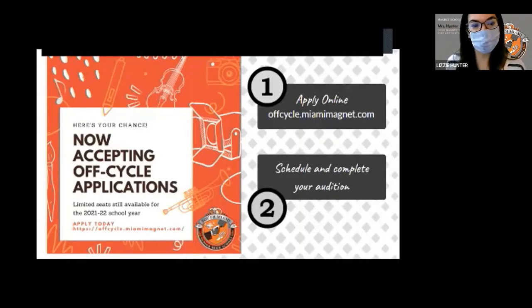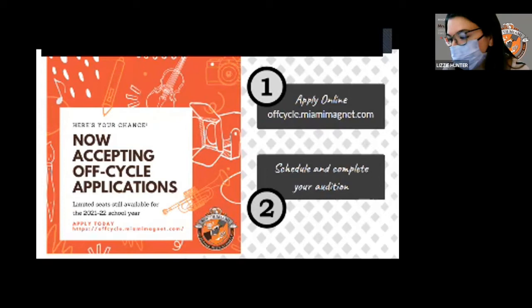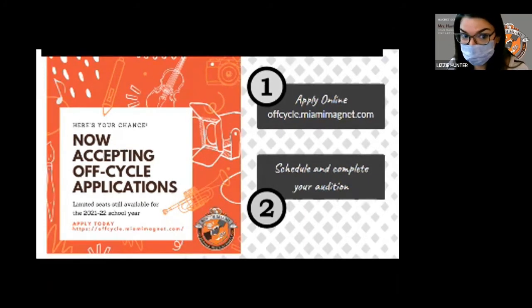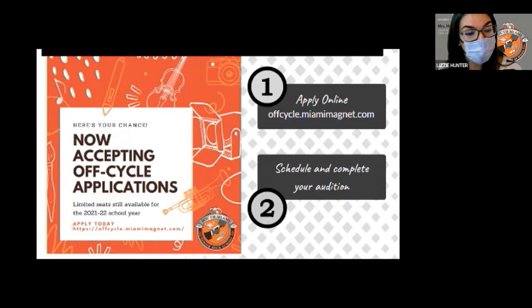So here's where I come in and tell you how you can become a student at South Miami Senior High. As I mentioned at the very beginning of the session, we are accepting off-cycle magnet applications. We have a small number of seats available in all of our programs, but I have to stress, it's not a lot of seats available. So if you are interested in joining either the graphic design and illustration program you learned about today or any of our other magnet strands, you can simply go to offcycle.miamimagnet.com and submit your application that way. It's a very brief application.